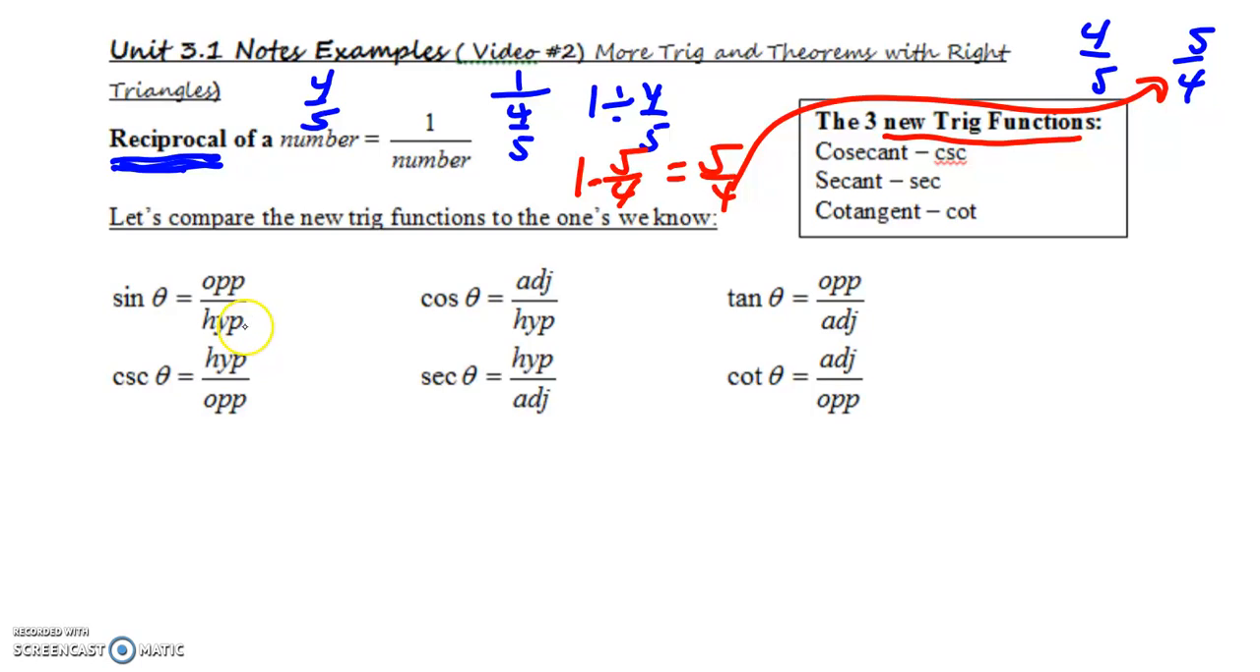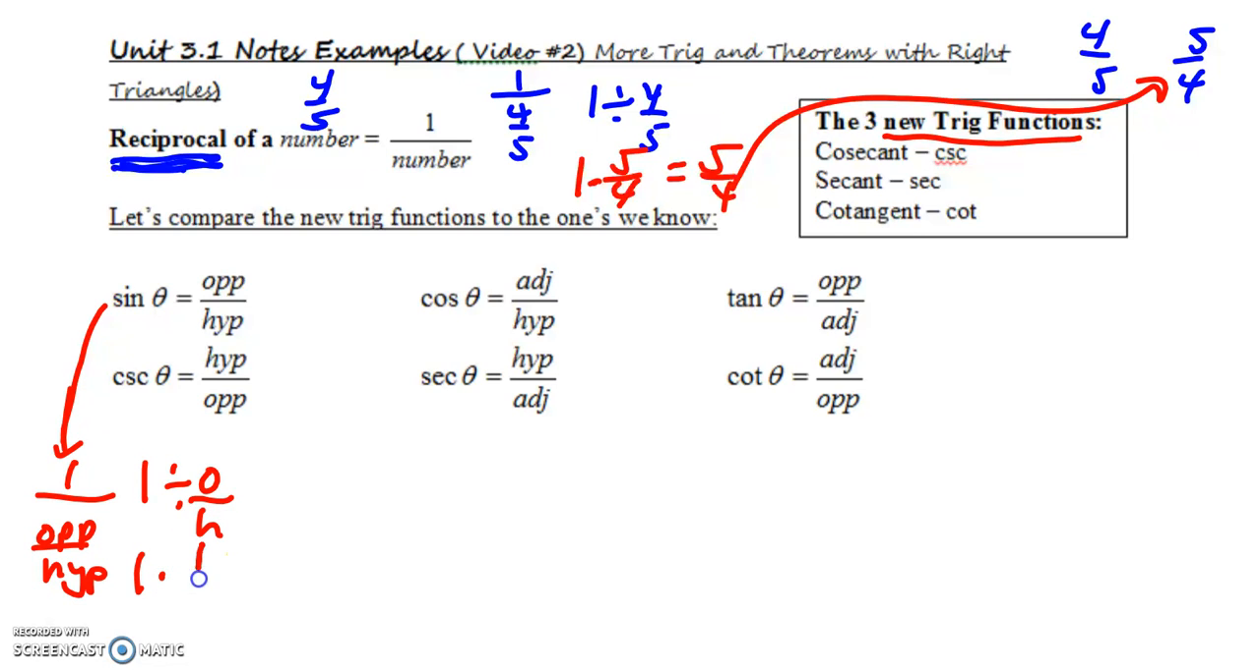Sine is opposite over hypotenuse, but if you took, by the definition of a reciprocal, 1 over opposite over hypotenuse, that is the same as 1 divided by opposite over hypotenuse, which could be written as 1 times hypotenuse over opposite, which is where cosecant comes from. So notice, opposite over hypotenuse becomes hypotenuse over opposite. So these two are reciprocals.